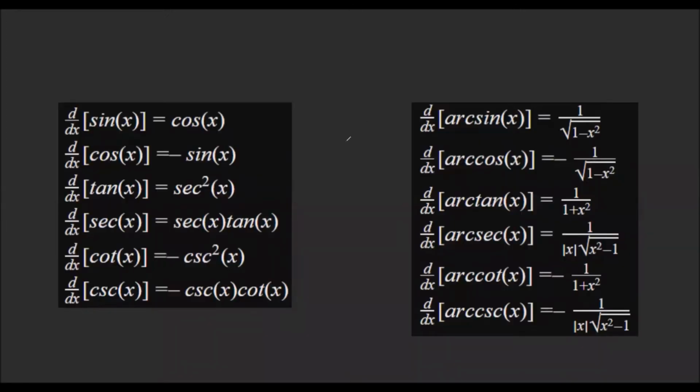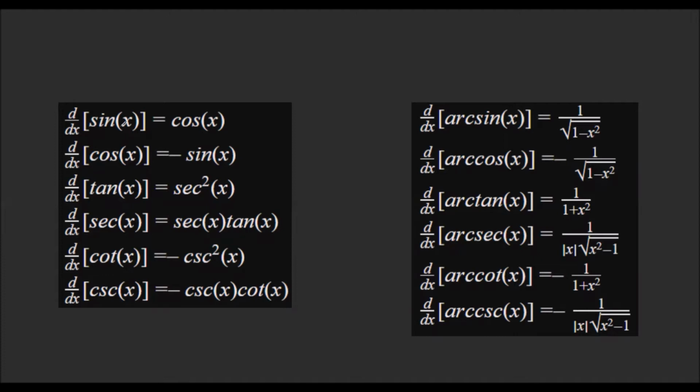Okay, so this is the derivative page. On the left, you have your typical trig functions. On the right, you have your inverse trig functions. We might as well begin. Hopefully you're familiar with the derivative of sine x. It's cosine x. The derivative of cosine x is negative sine x.